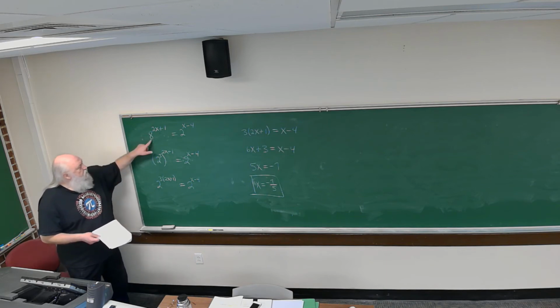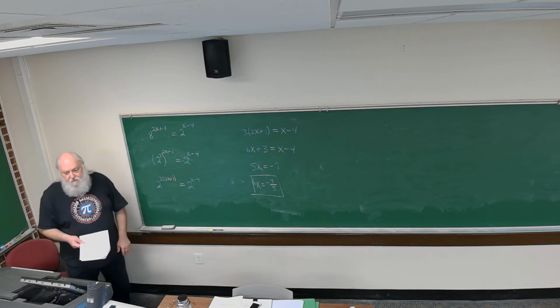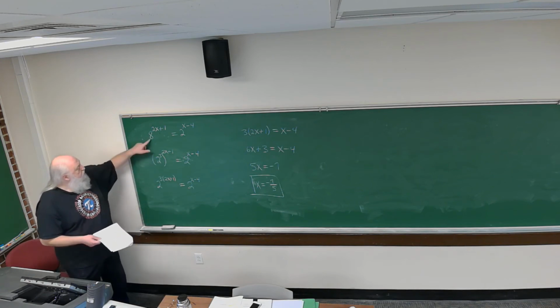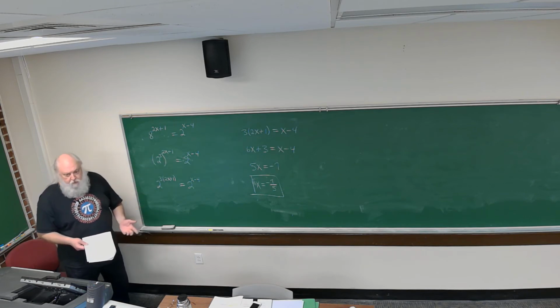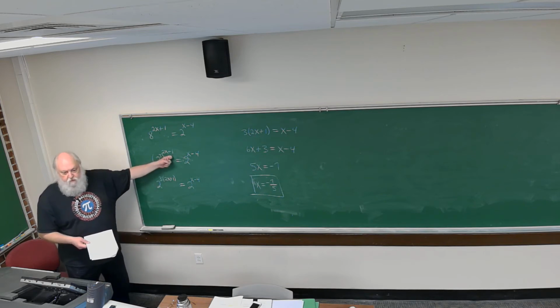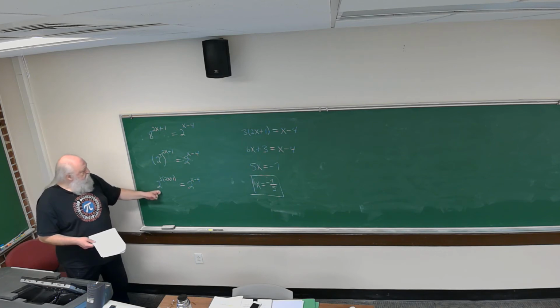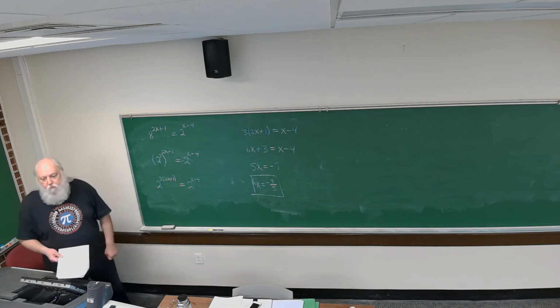Well, it turns out 8 is equal to 2 cubed. So we can rewrite the left-hand side so that the left-hand side and the right-hand side have the same base. So we have 2 cubed raised to the 2x plus 1 power. And now by the rules of exponents, to simplify this, you multiply the exponents. And so on the left side we have 2 raised to the 3 times 2x plus 1 power is equal to 2 raised to the x minus 4 power on the right-hand side.